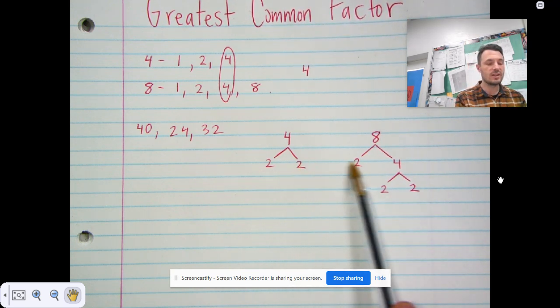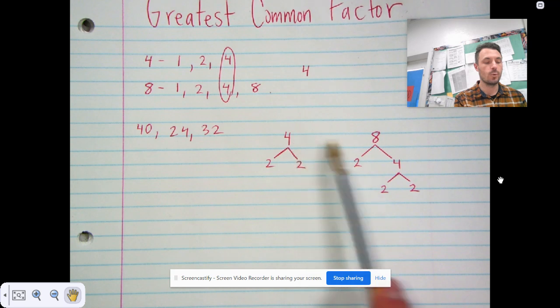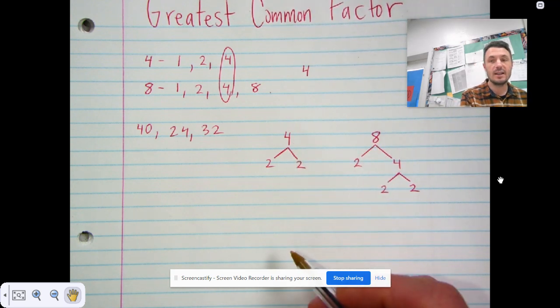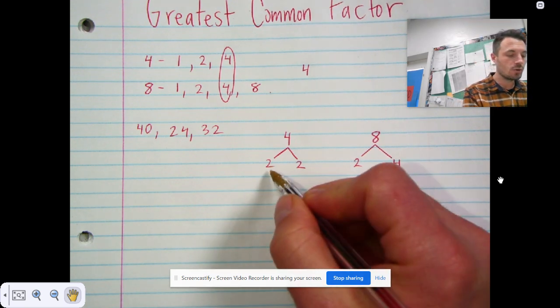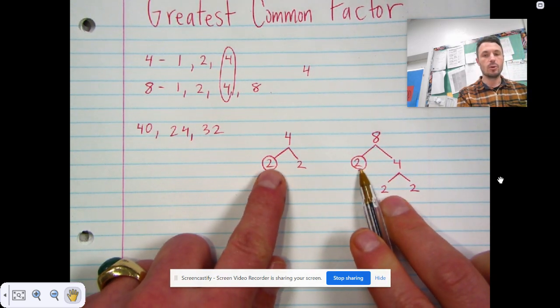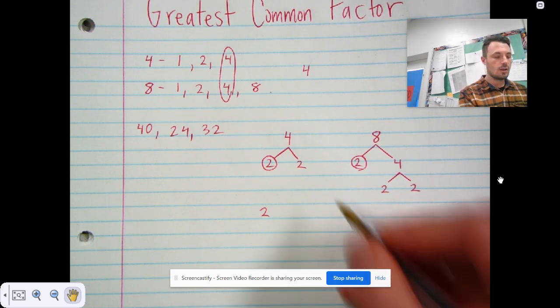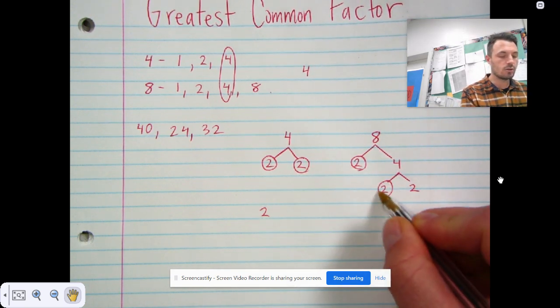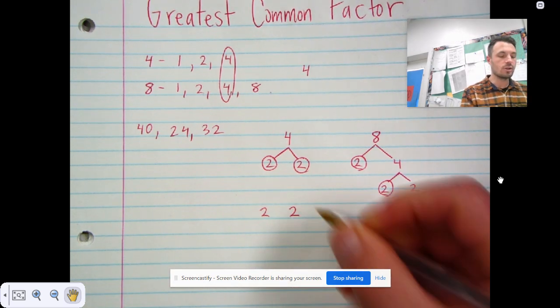Now we can use this to find out what the GCF, or the greatest common factor, is for 4 and 8. We take each number and we write it as many times as it's in both lists. Watch. Here's a 2, and here's another 2. It's in both lists one time, so we write it down here one time. Here's a 2, here's another 2. Since that's in both lists one time, we write it down another time.